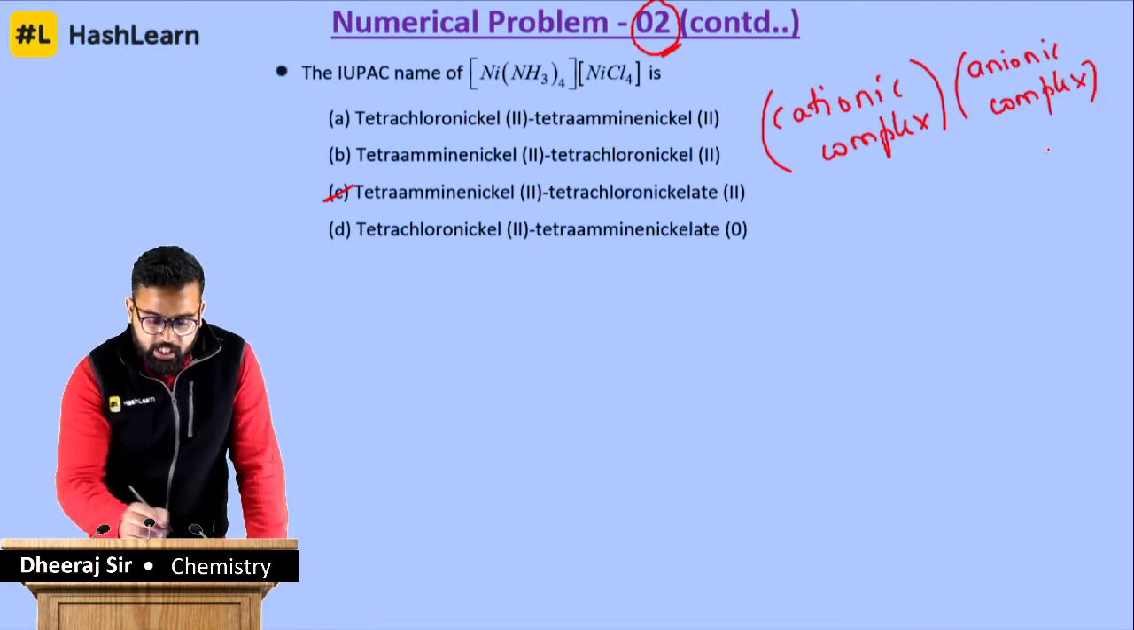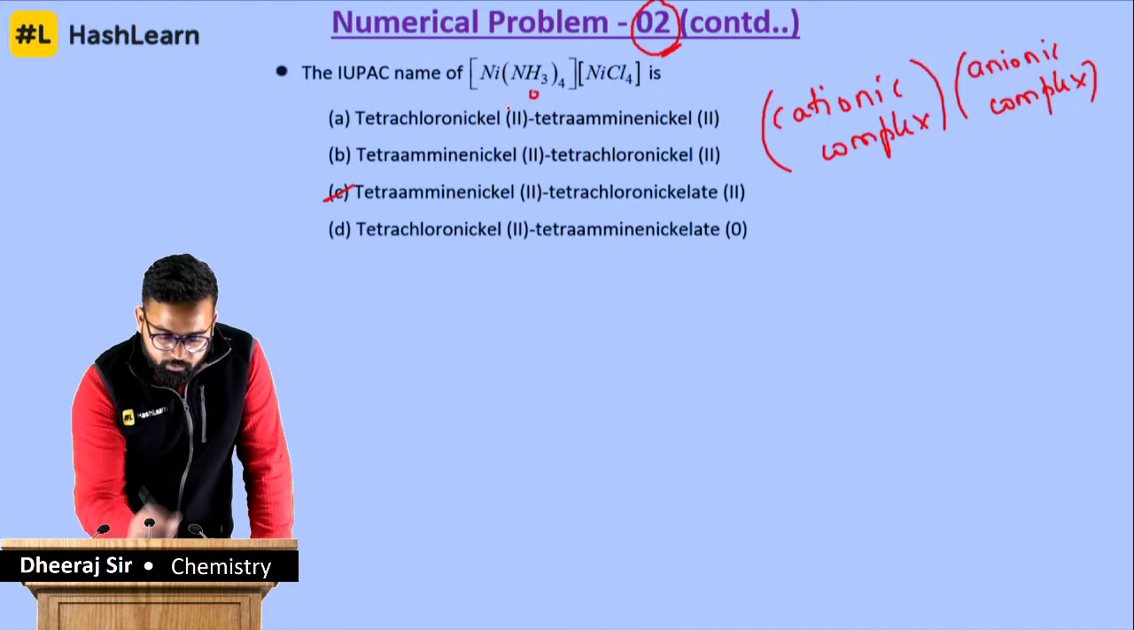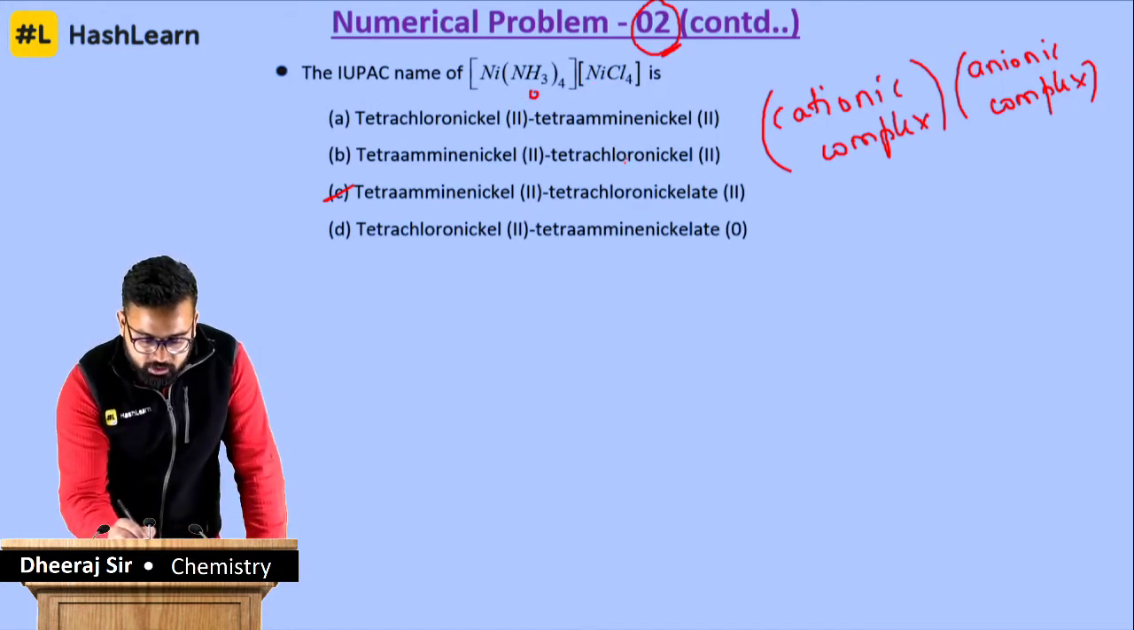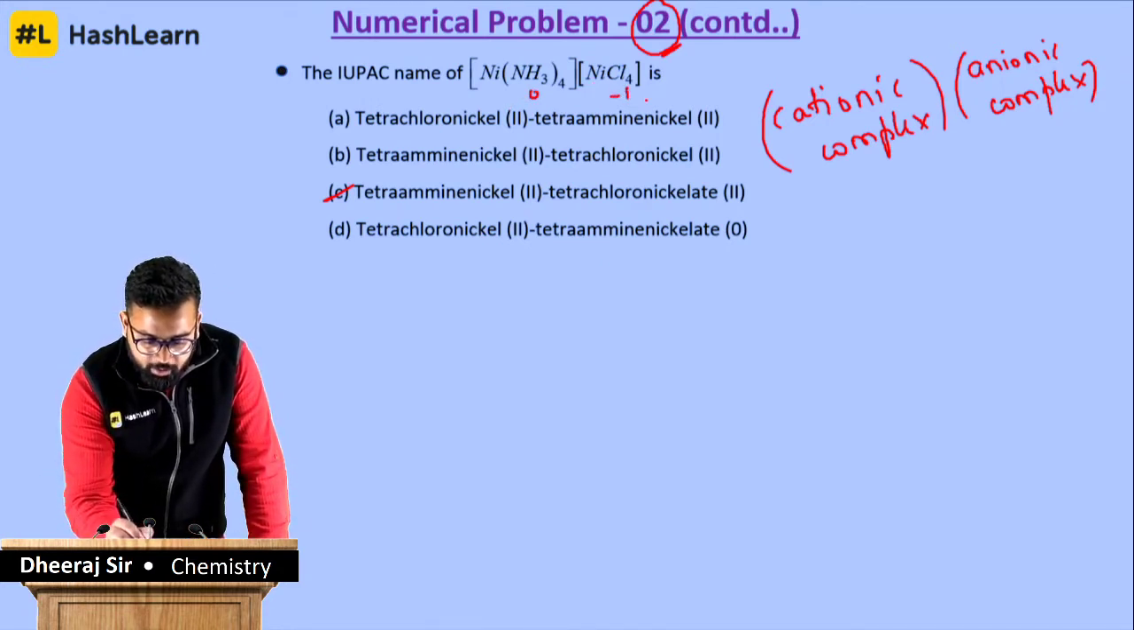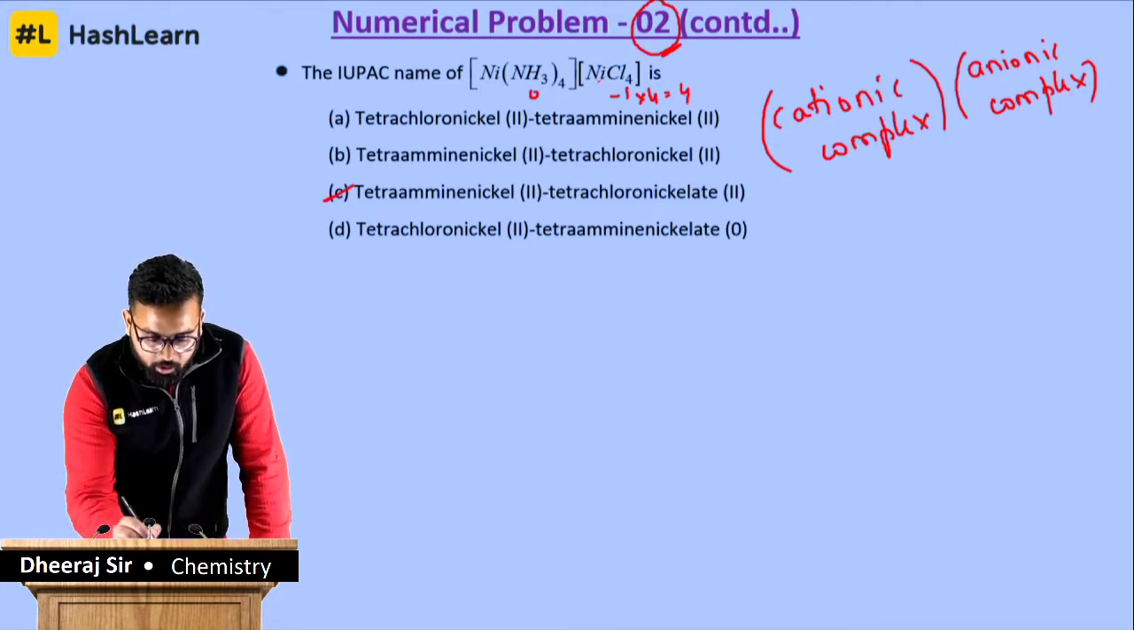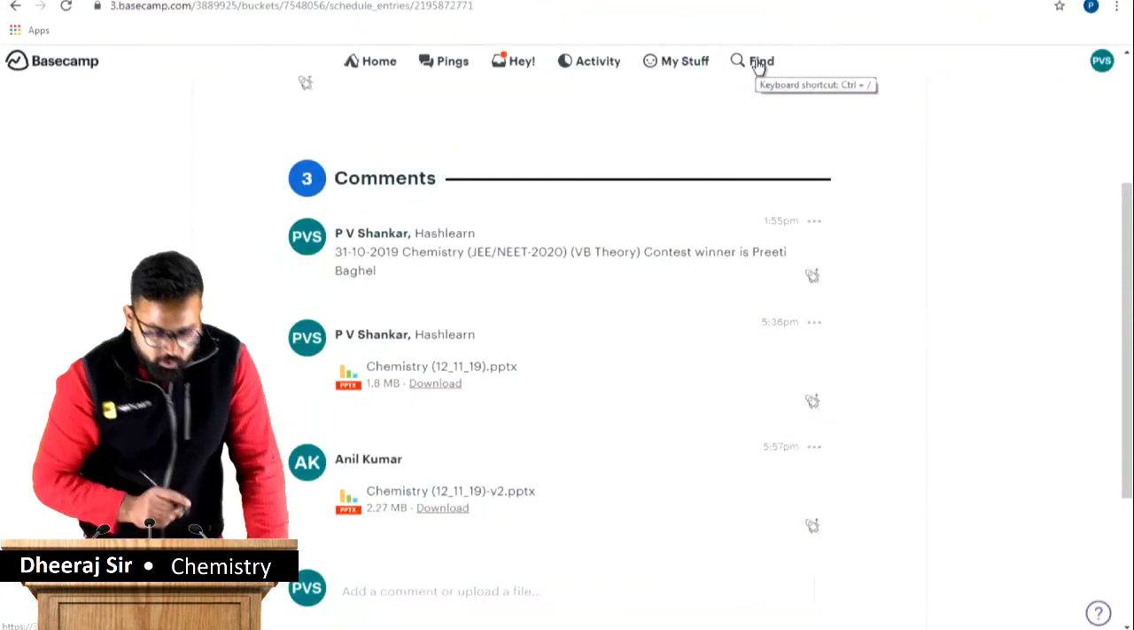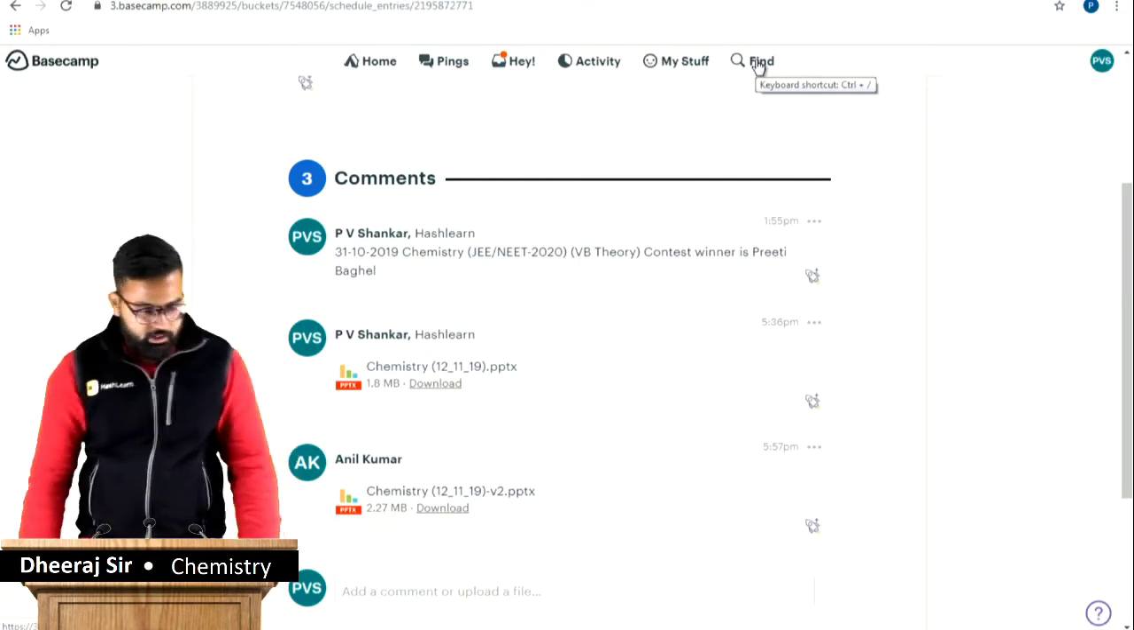If you look at this, the charge on amine is 0. Therefore, go to this. Charge on chlorine is minus 1. Minus 1 into 4, minus 4. And therefore, nickel will be in its regular oxidation state, which is plus 2. Therefore, this is minus 2. If this is minus 2, just give us a minute here, guys.